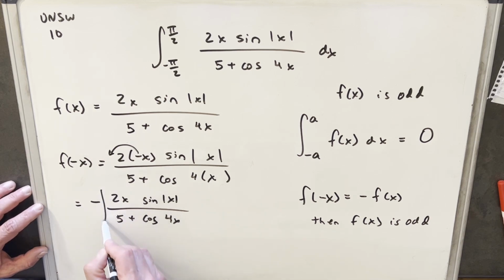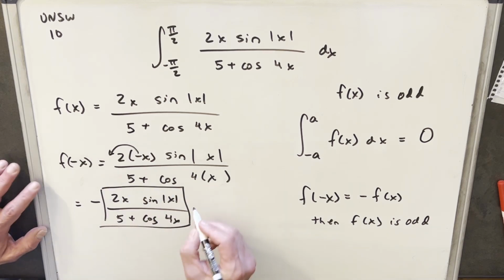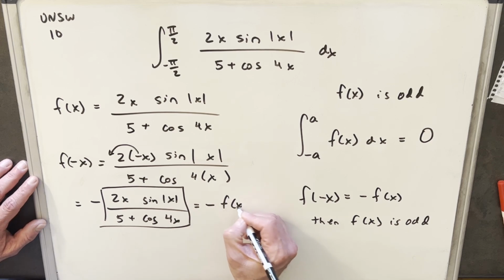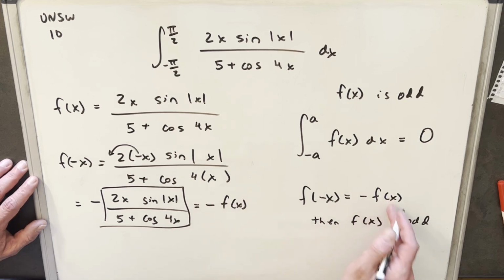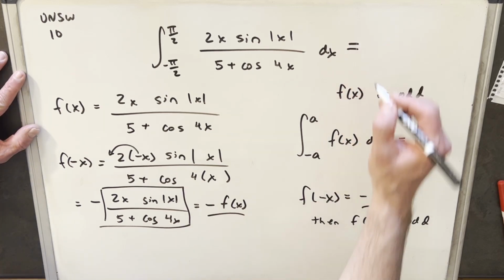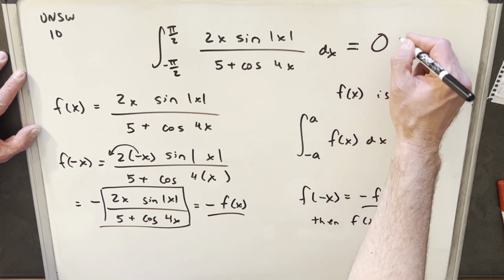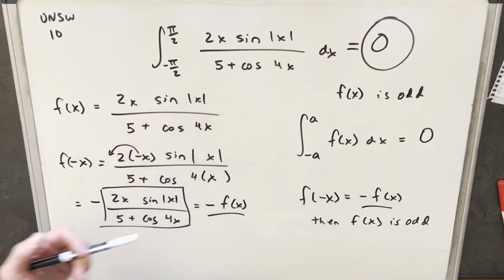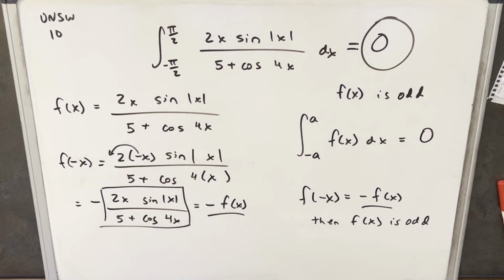But then we notice that what we have right here is just f of x, right? So if we rewrite this, we can just write this as minus f of x. But that is exactly the definition of an odd function. Therefore, the whole integral using this principle is going to be 0. That's it. So you notice you can do almost no work on this, because if you recognize it, you can just write in 0 and be done.